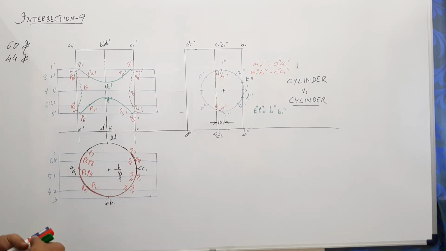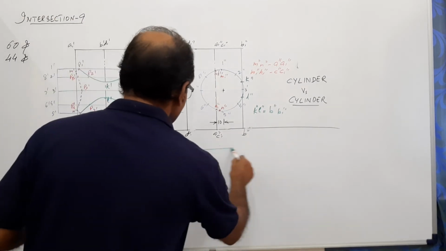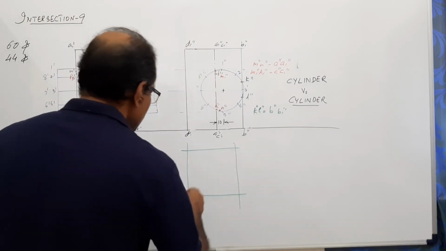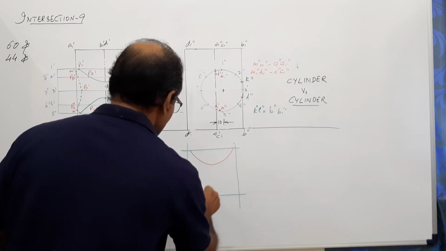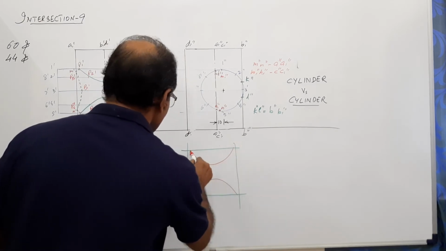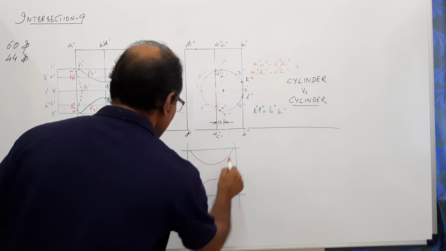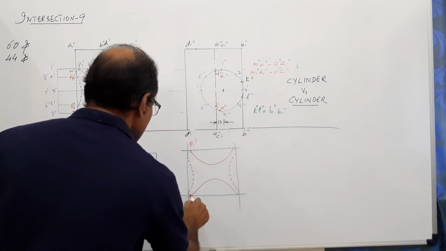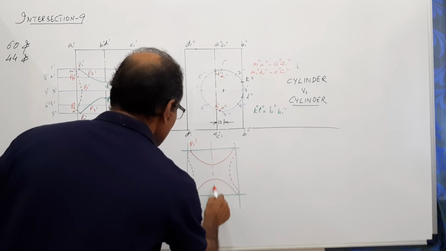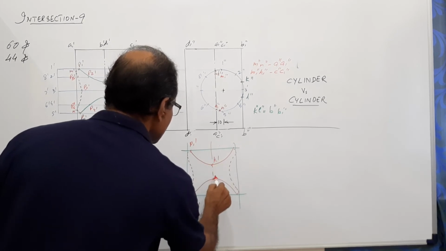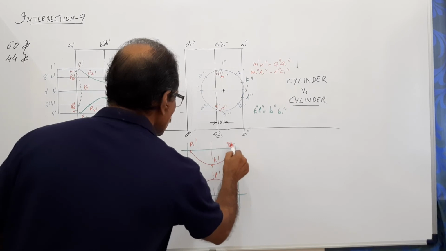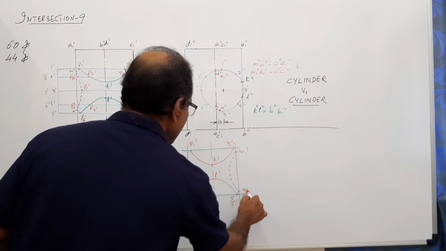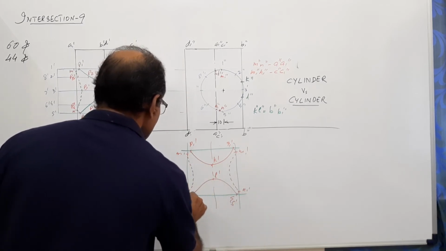If you draw an enlarged view, it is already visible there, but I can show you once again here. The curves merge. This is P1 dash, this is P5 dash, this is K dash, this is L dash, this is Q1 dash, this is Q5 dash, this is M1 dash, this is N1 dash, this is M dash, this is N dash.